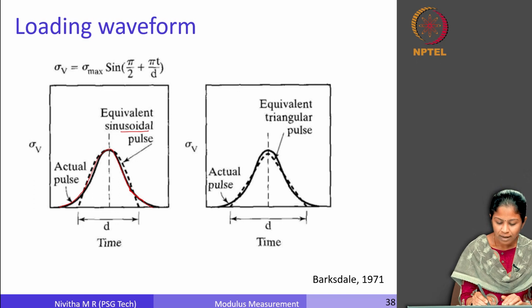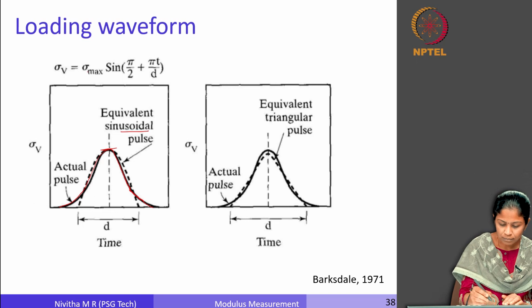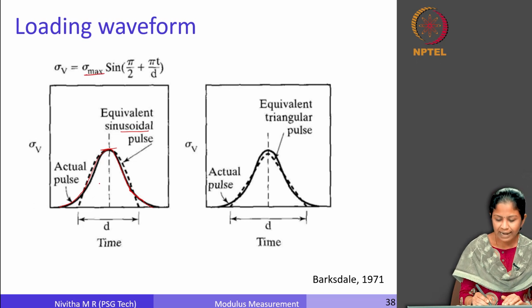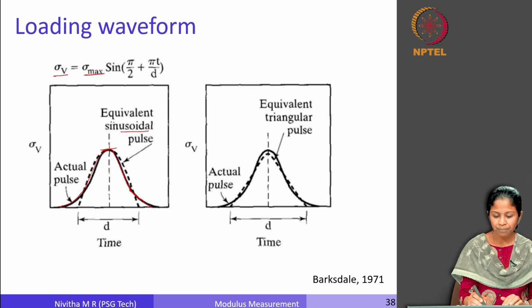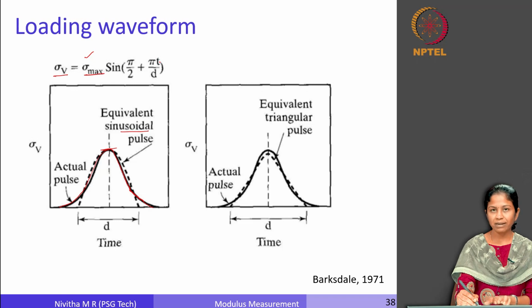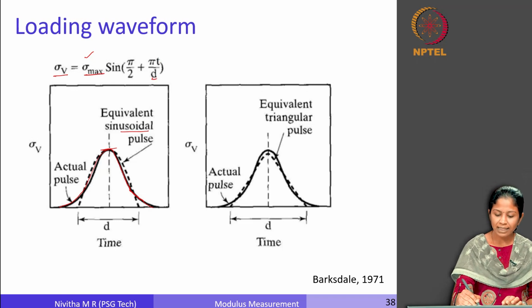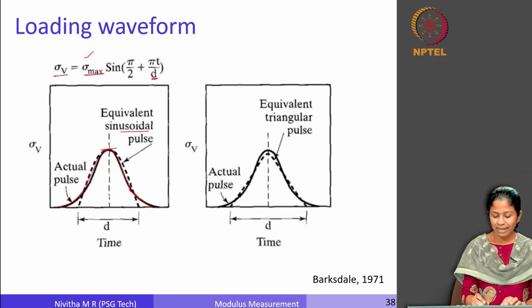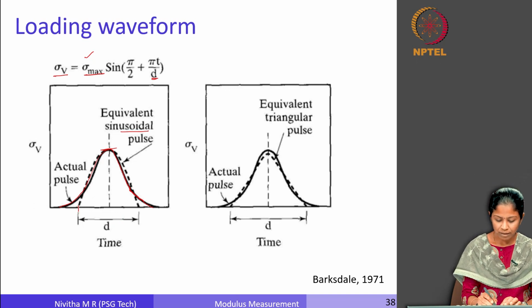So, what is the intensity? The maximum value of this is given as sigma max, right, and at any given time the magnitude of stress is given as sigma v. So, it can be defined like this: sigma v is a function of the maximum stress, sin pi by 2, the time at any point at which I want to determine the stress, and the d value. So, what is this d value? This d value is nothing but the time duration, right, the time duration in which the stress is experienced at this point.